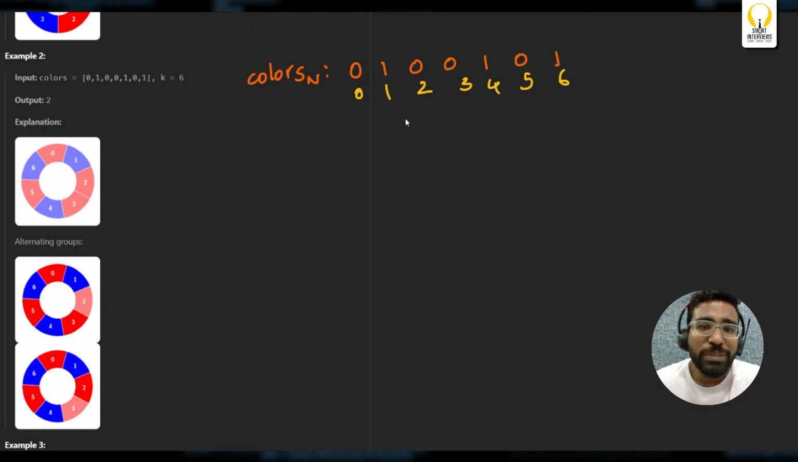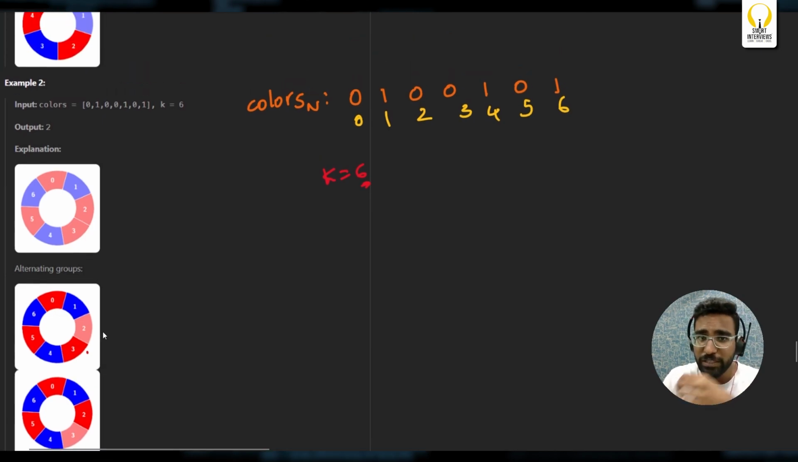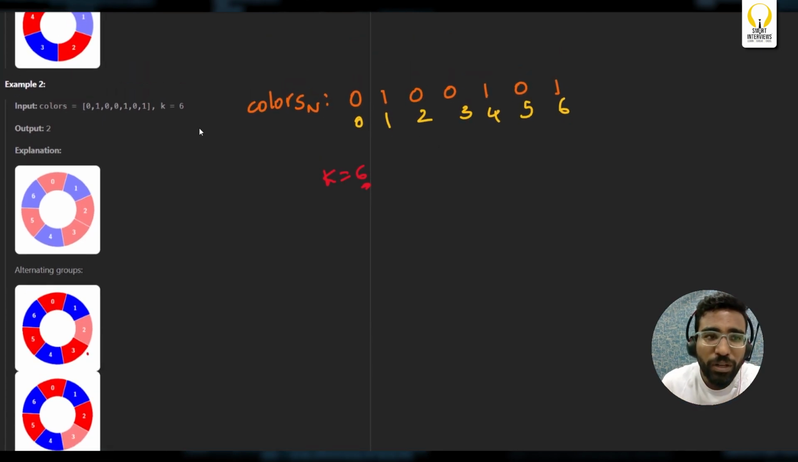Okay, so now what is k? K is 6. Now you need to have windows. Previously we were looking for 3 contiguous elements, now we need to look for 6 contiguous elements. Now let's see how many groups there are. If you start with index 3, you have one group. Similarly, if you start with index 4, you get another. So in total, how many groups are there? Two groups are there.